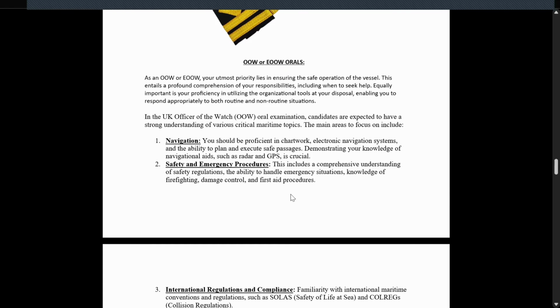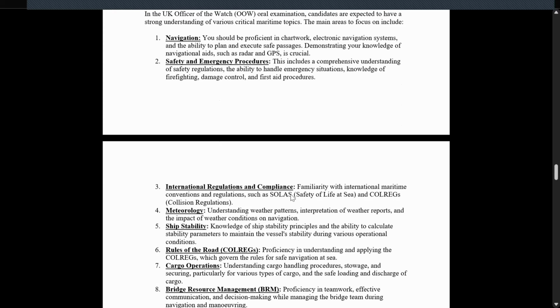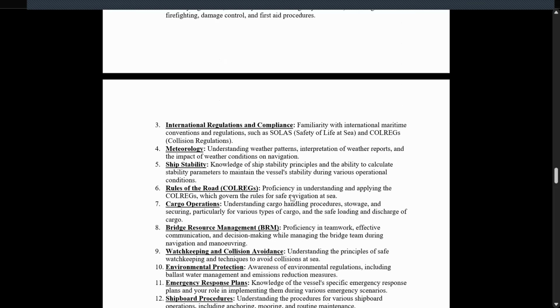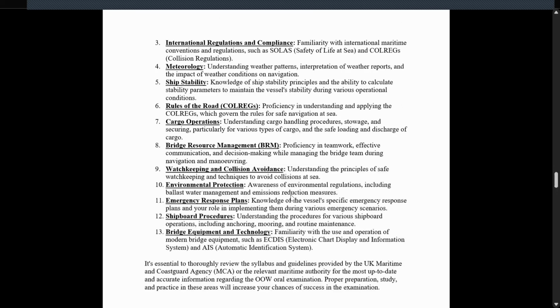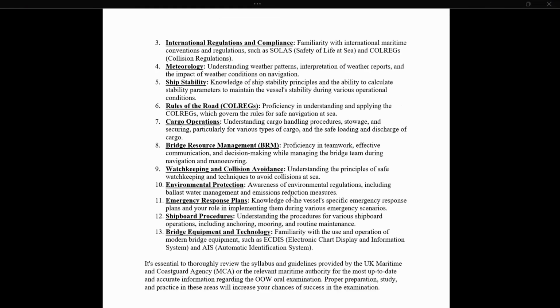Normally, if you go to the syllabus, and from the many oral reports I've seen, they're testing you on your navigation, your safety and emergency procedures, and obviously your ROR, collision regulations, very, very important. They're testing you on weather, which is MET science, ship stability, cargo operation, bridge resource management, watchkeeping and collision avoidance, environmental protection, emergency response, shipboard procedure, and bridge equipment and technology. So this is what is required for OOW.